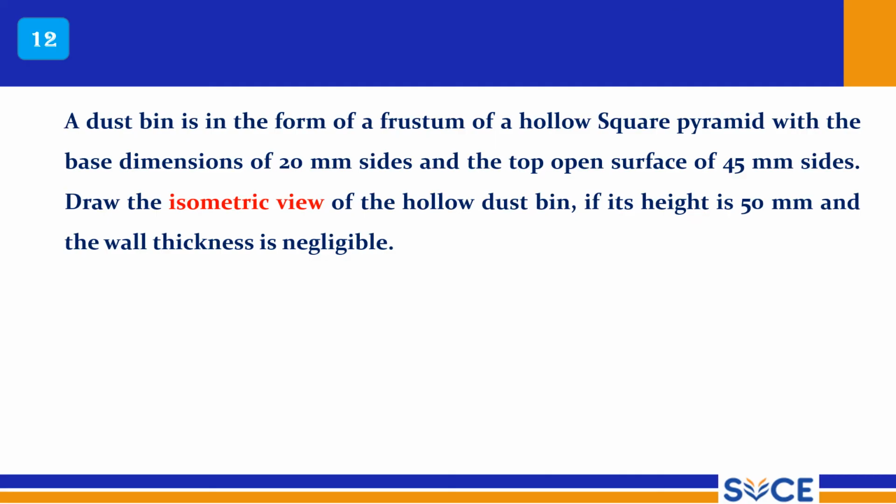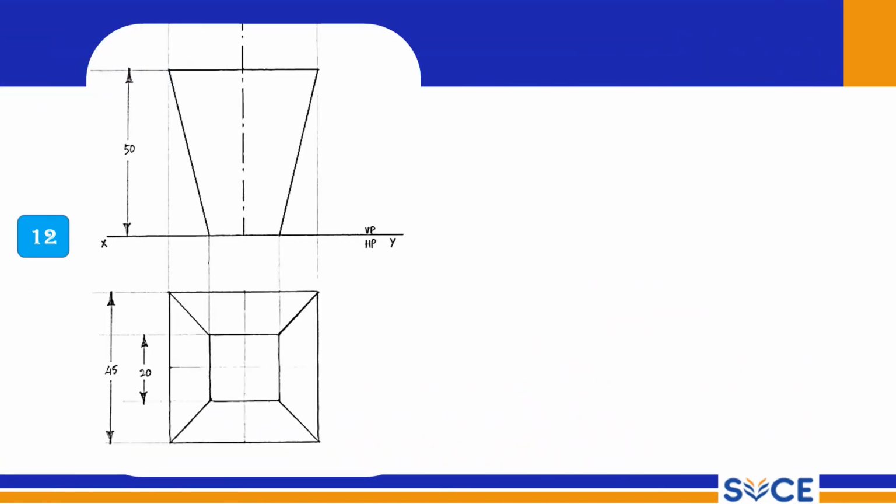So dustbin is a frustum of square pyramid. It is an inverted square pyramid. You have to draw an inverted square pyramid. So this is the hand drawn diagram, front view and top view. This is the small square, the bottom square, and the top square. Top square is 45 mm side, and bottom square is 20 mm side, and the height of this frustum is 50 mm. Now it is an inverted solid. Very easily it can be drawn.